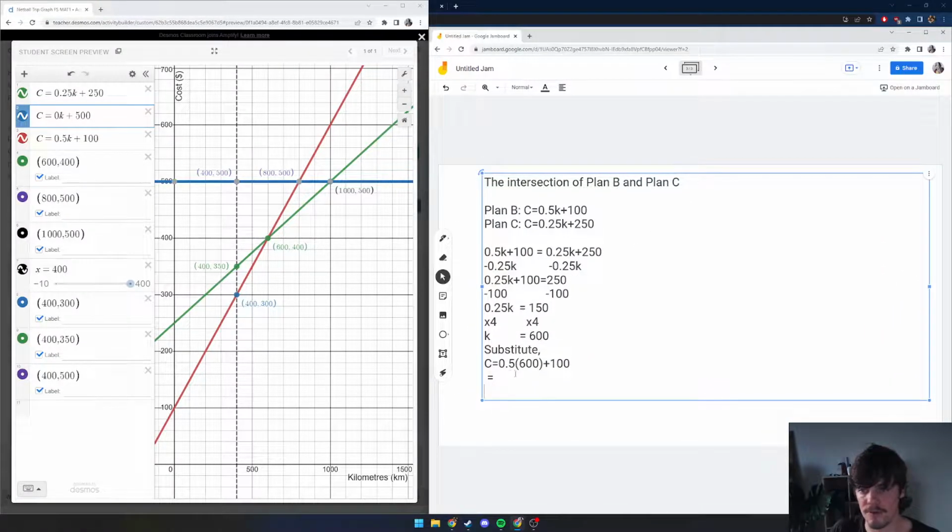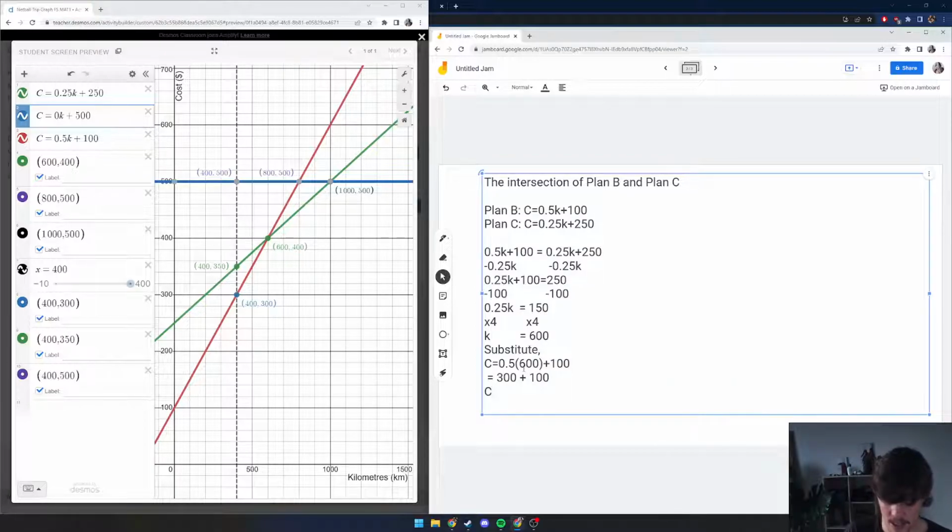Okay, 0.5 times 600, we decided that that was 300, plus 100, so then C equals 400. So now we know k equals 600 and C equals 400. Let's check if that's right. Look at this over here. You can see that 600, 400: the k value between those two is at 600 and the C value is at 400. So then you could write it in context and say Plan B and Plan C cost the same at 600 km, which is $400 each.